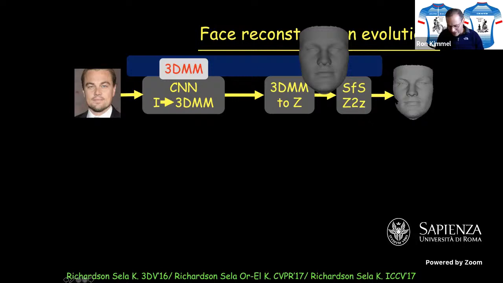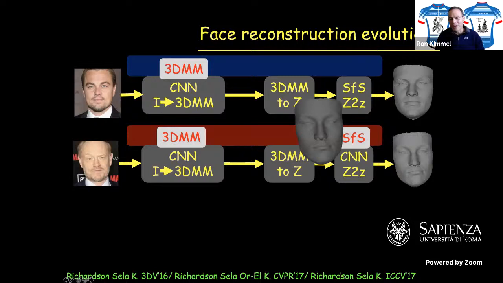The next step was saying, look, if we have this axiomatic method, then we can use it as a penalty to train a network. And then we had an end-to-end network, but we stopped in the middle in the 300 numbers, let's call it latent space. And we got this smooth surface in the middle, and then the network basically gave us the fine details.